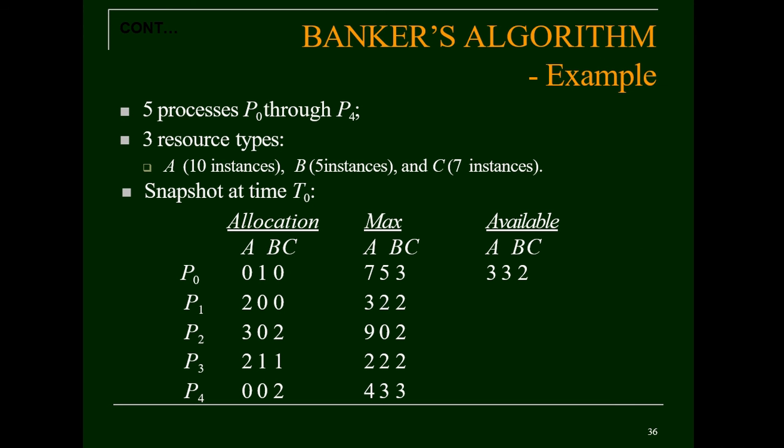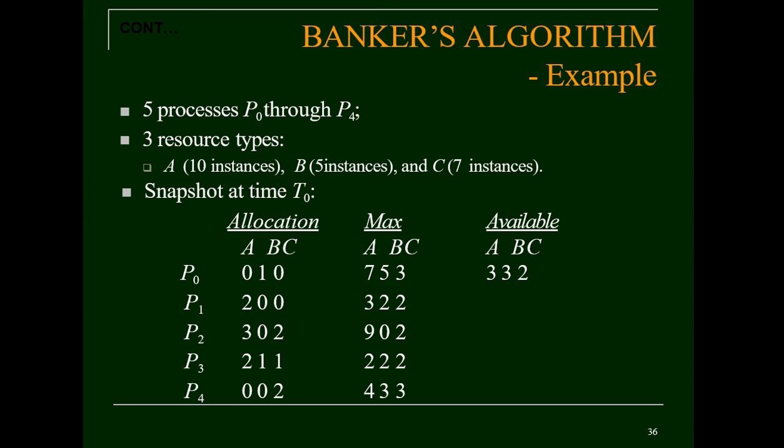So this is the example of the Banker's algorithm. For example, there are 5 processes P0 through P4, and 3 resource types A, B and C. A has 10 instances, B has 5 instances and C has 7 instances. At time T0, suppose these are the 5 processes and the allocation, maximum and available, as represented on the screen.